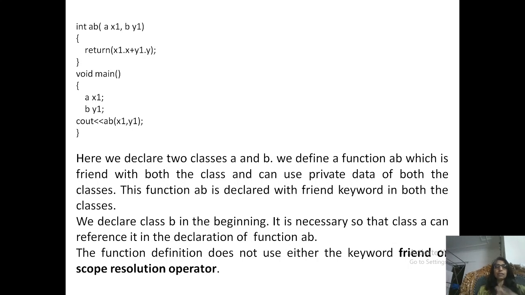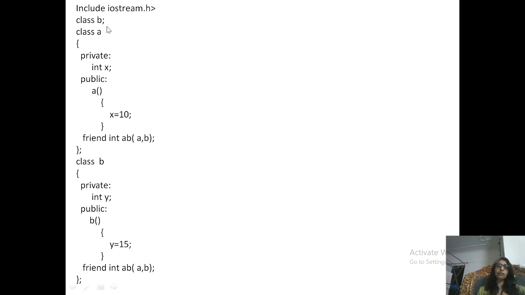We declare class B in the beginning. I have already explained why we declare class B in the beginning, because the friend function needs B in its declaration. So when we have to define the prototype of AB, this line should know that there also exists a class B.